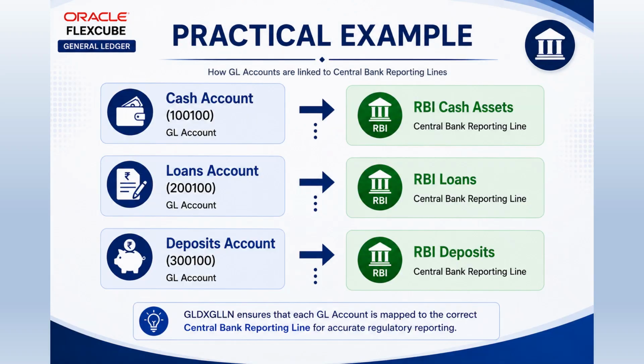Practical example. Let's understand this with a simple example. Suppose cash account 100100 needs to be classified under RBI cash assets. Loans account 200100 can be linked to the appropriate RBI loans reporting line. Similarly, deposits account 300100 can be linked to the RBI deposits reporting line. This demonstrates how different GL accounts can be associated with their respective central bank reporting lines.